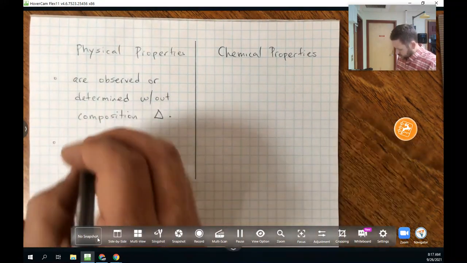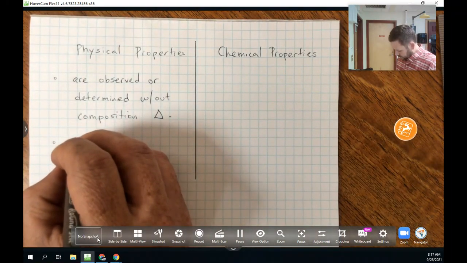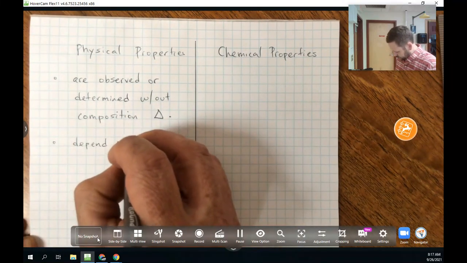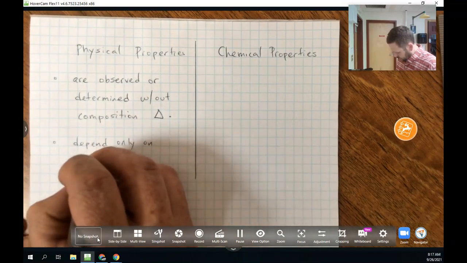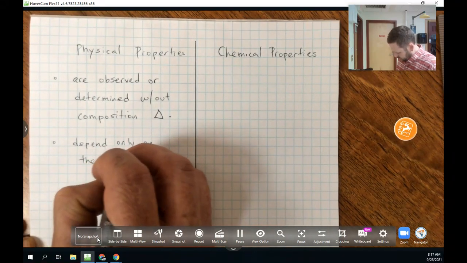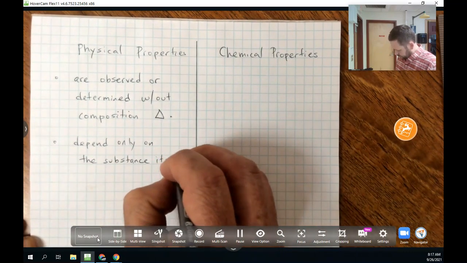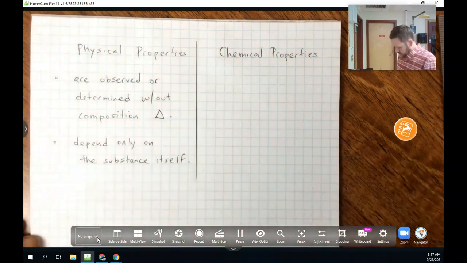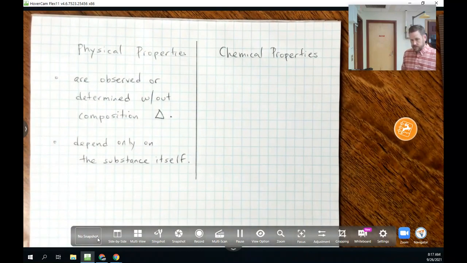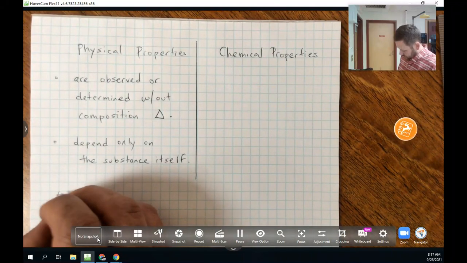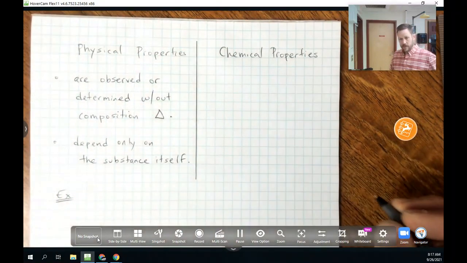Therefore, or related to that, is the fact that physical properties depend only on the substance itself. And what I mean by that is it does not depend on a reaction with anything else. Depend only on the substance itself. Let's put some examples down here, and then we'll talk about chemical properties.